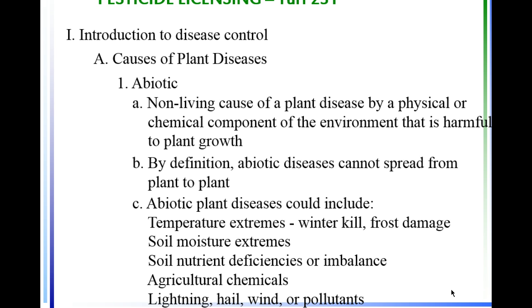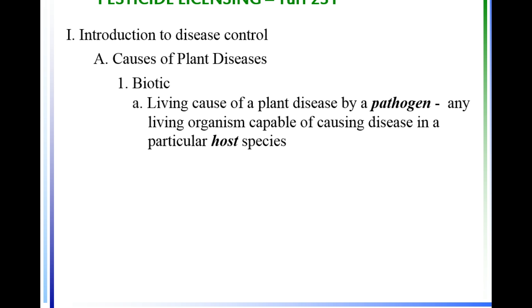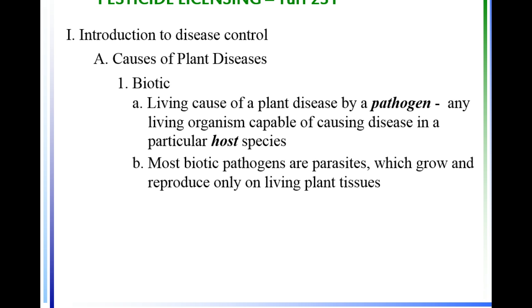So don't forget about these when you start looking at plants, because abiotics can cause difficulties and people don't see them. Okay, when we think of plant diseases, probably the most common thing we're going to look at is biotic, and that means I'm going to have a pathogen that's going to cause this disease. So it's a living organism capable of causing disease in any particular host species. So it all depends on what crop you're looking at. Okay, these biotic pathogens are parasites, which means they're going to grow and reproduce only on living plant tissues.